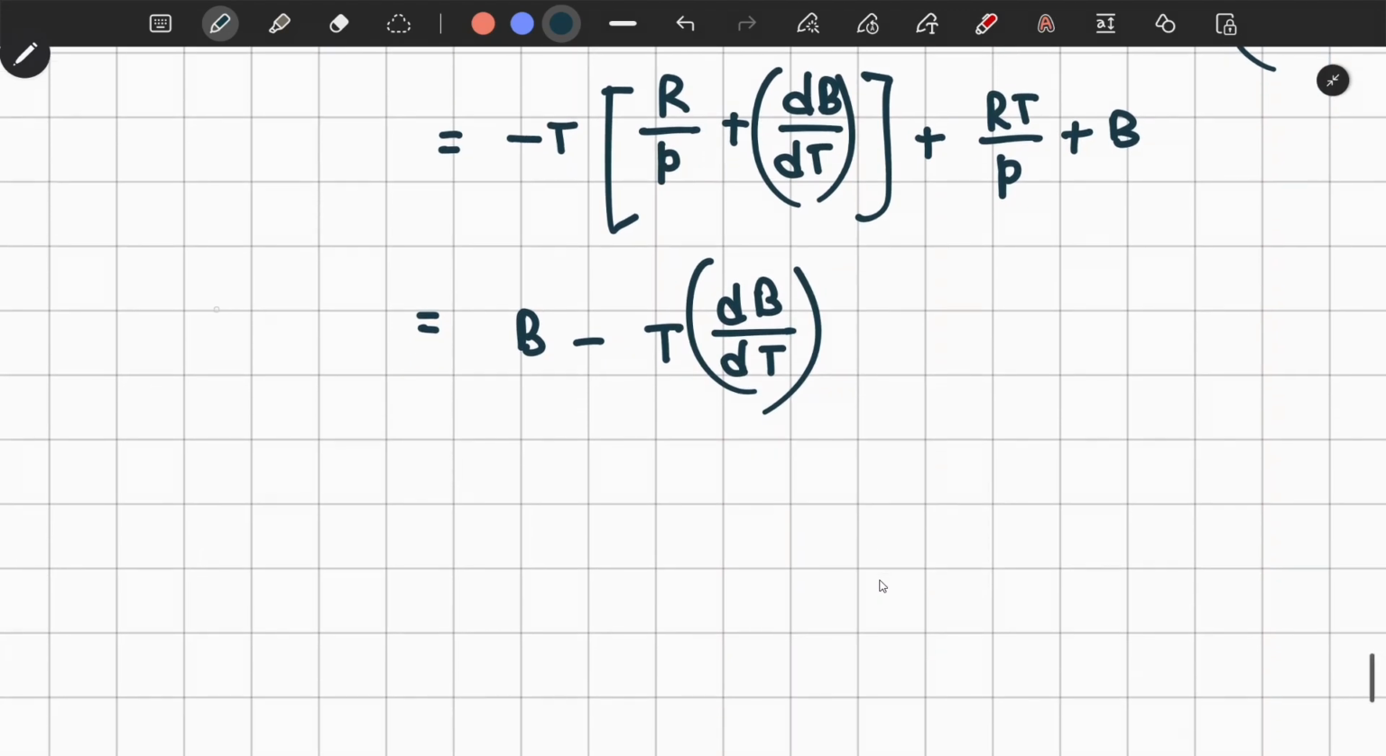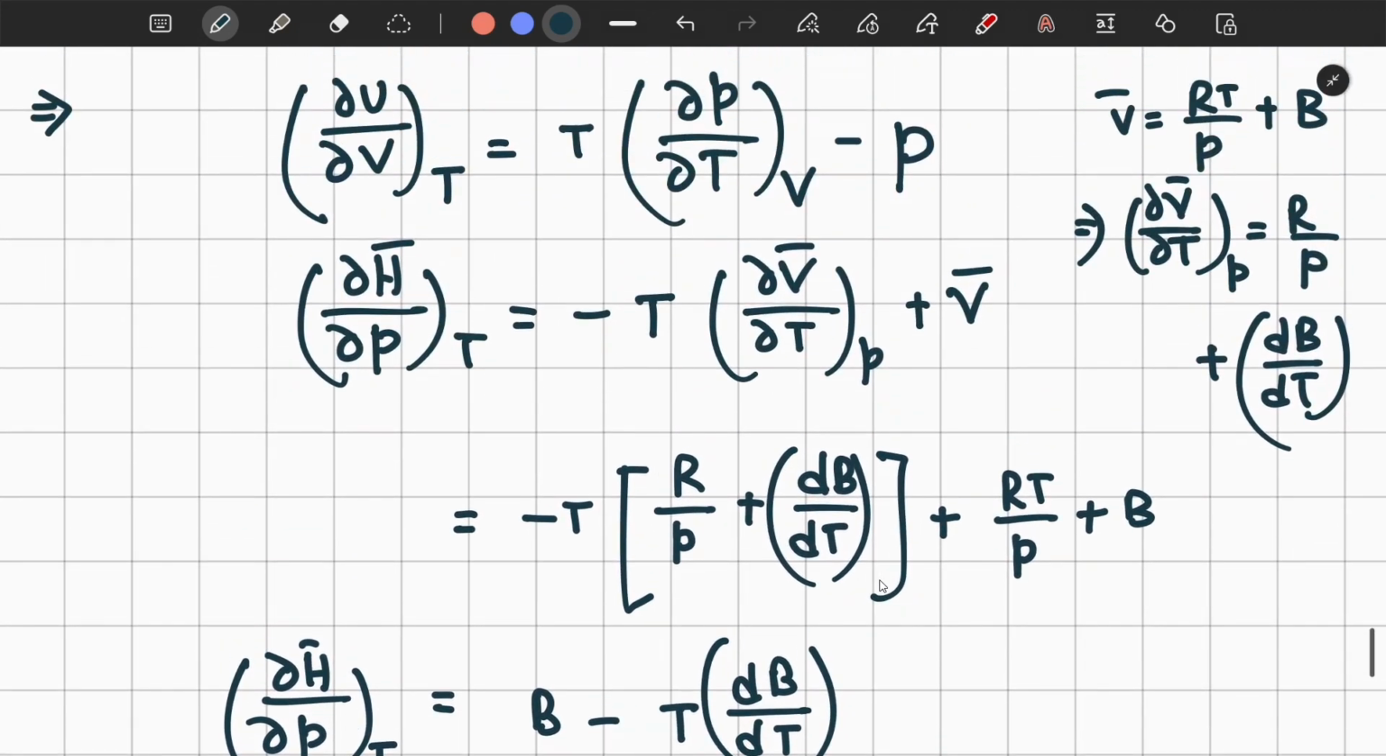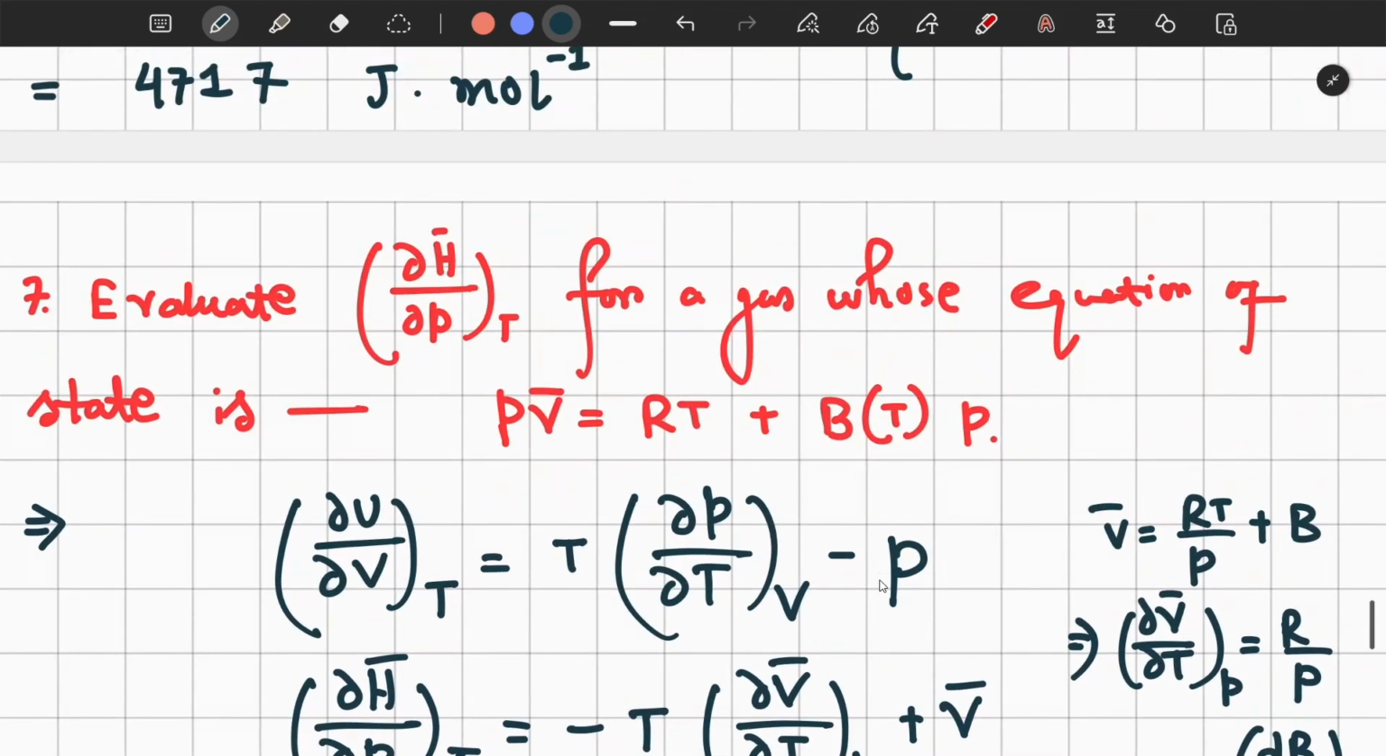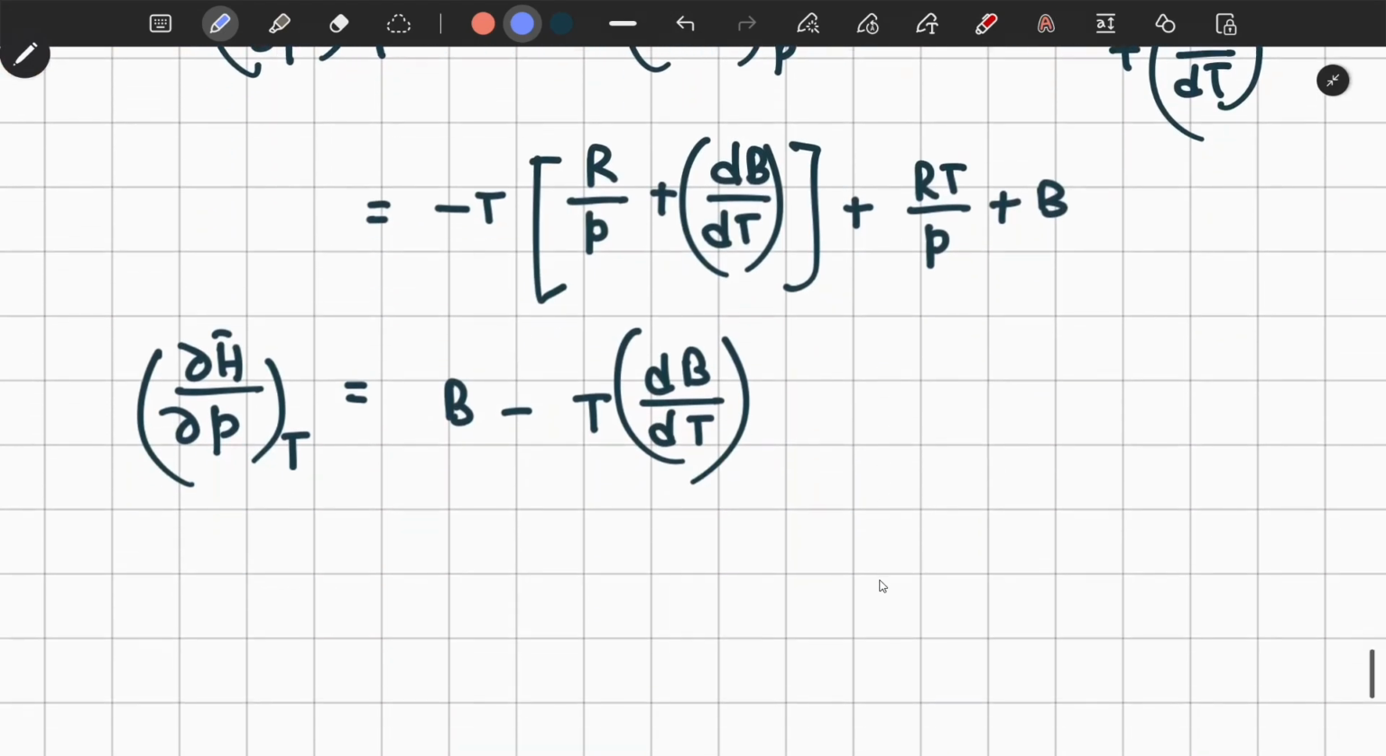So this I did not consider. Which one did you not consider? T dB by dT. Okay, that you have to also consider. This kind of question you can have in the exam. This is a very difficult question, but quite upbeat. I think B is independent of temperature. No, then what is the meaning of it? It's clearly written that B is a function of temperature. Yes, that is clearly written.